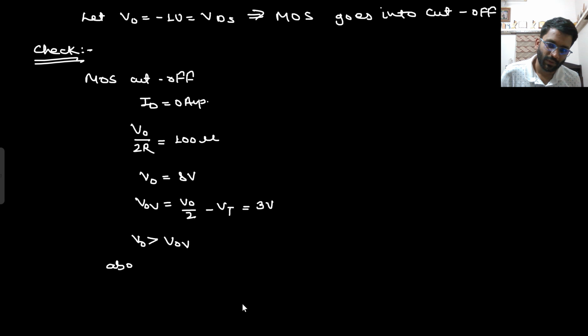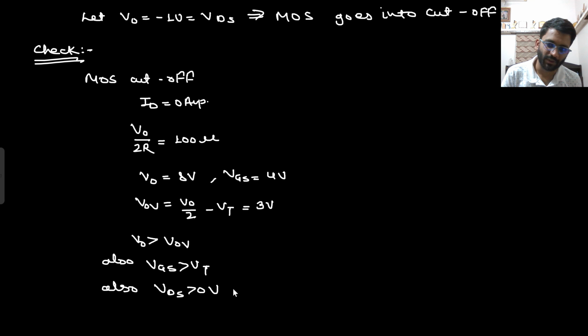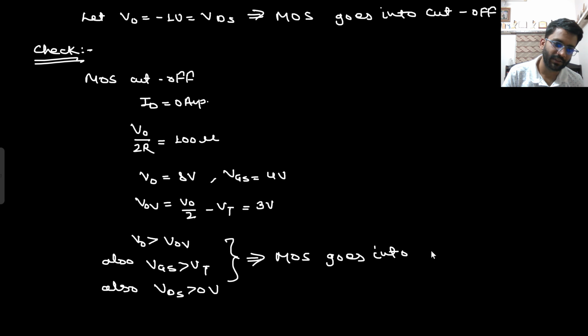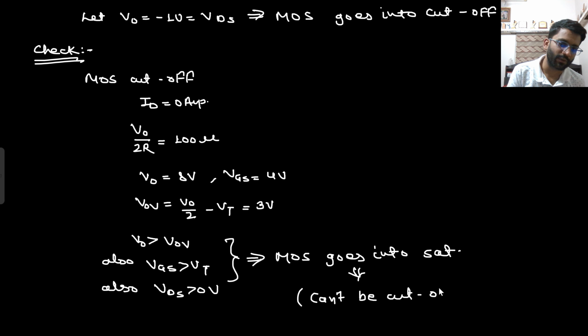Also, this is V naught, and what is VGS? VGS will be 4 volt. Also VGS is greater than VT, and also VDS is greater than 0 volts. By all these three conditions, the MOS goes into saturation. So it cannot be in cutoff. So here we checked that the MOS cannot be in cutoff.